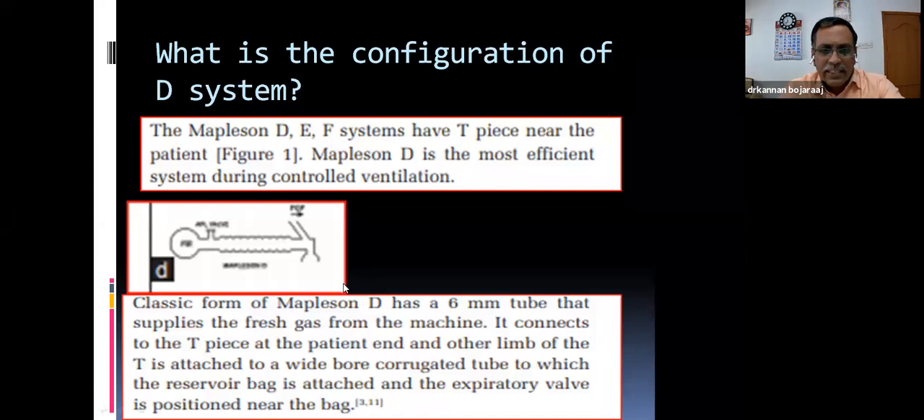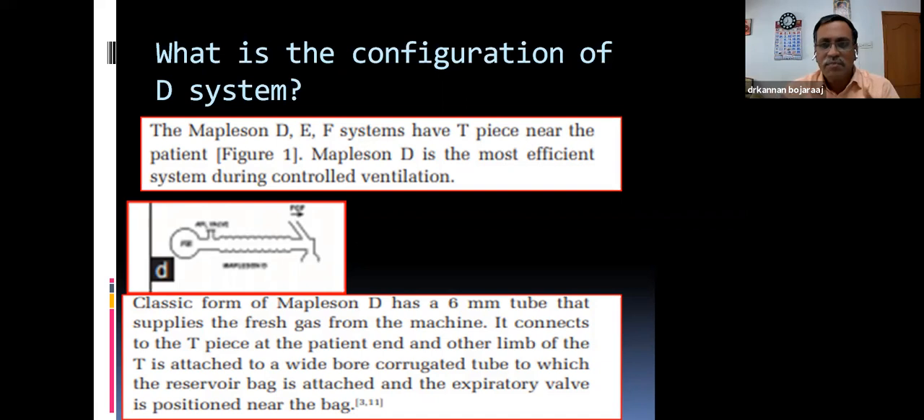Here, the classic form of Mapleson D, that is a 6 mm tube that supplies the fresh gas from the machine. It connects the T-piece at the patient, and the other limb of the T is attached to a wide-bore corrugated tube to the reservoir bag attached here. An expiratory valve here is almost away from the patient, near to the reservoir bag in the Mapleson D system. Okay.